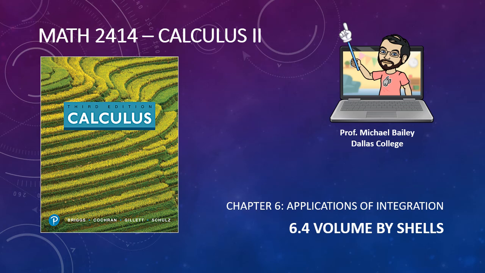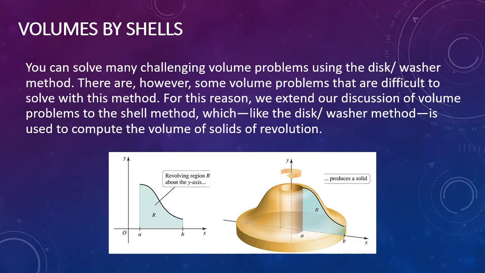We're continuing our chapter 6, which is about integrating more complicated types of figures created by solids of revolution. In this section, 6.4, we're looking at figures that we call shells. As we've seen, you can solve many challenging volume problems using the disk or washer method. There are, however, some volume problems that are difficult to solve with this method.